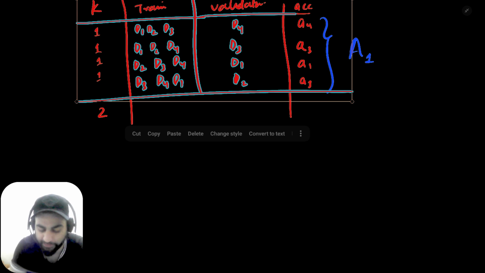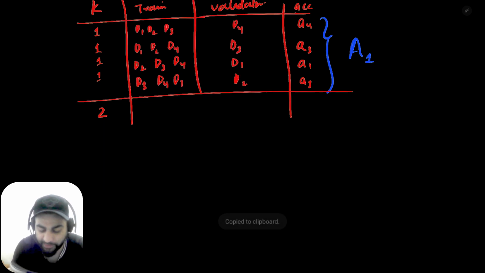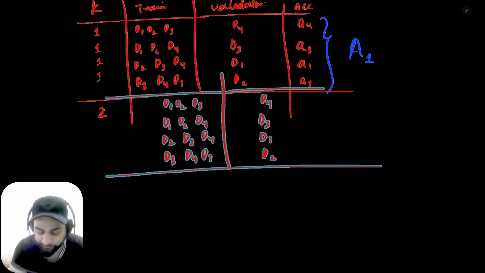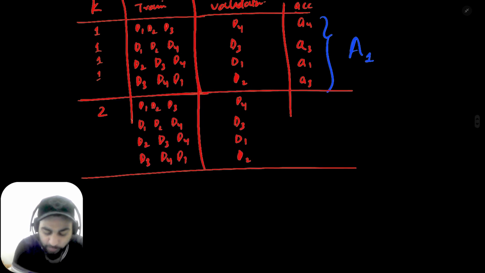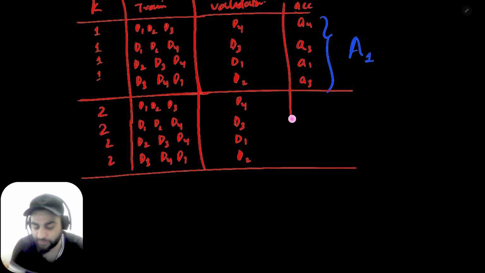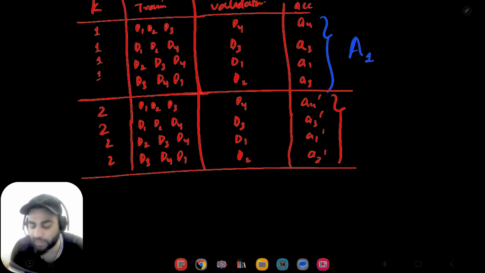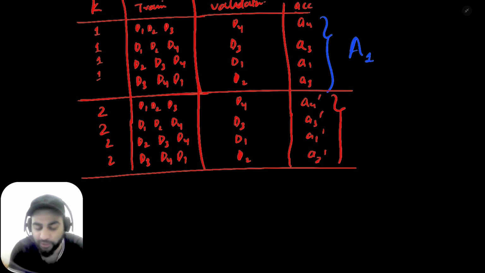Similar, they'll be repeated. So I'll copy it, again paste it. Okay, here we'll have 2 NN, two neighbors. So again I'll get some accuracy. Let's call this A4 dash, A3 dash, A1 dash, and A2 dash, some accuracy, and I'll average it out. I'll compute the average of all of these. I'll call it A2. A2 means average accuracy, and I'll do it for all the neighbors.